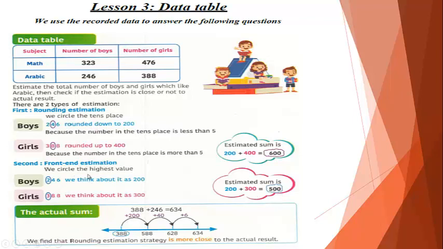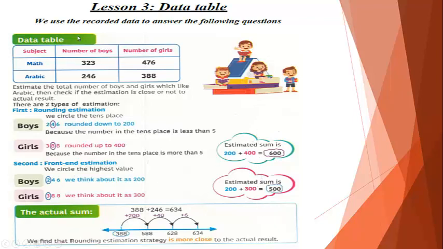Okay, these are the two ways to find the estimated sum of any two numbers. The first one is rounding estimation, and the other way is front end estimation. Then look at the two estimated sums that we have got. Which one of them is closer to the actual sum? Let's find the actual sum and then see which one is closer to it.